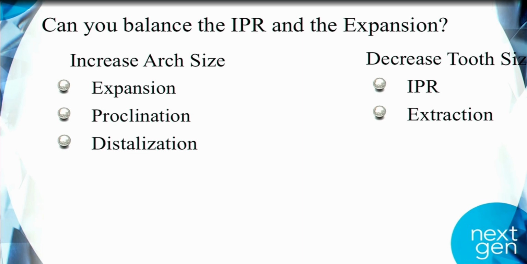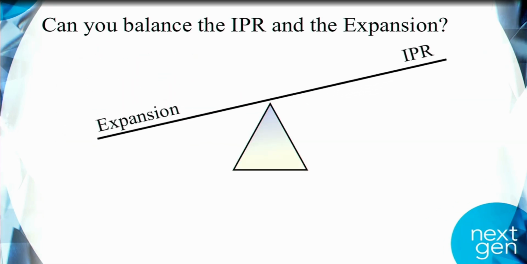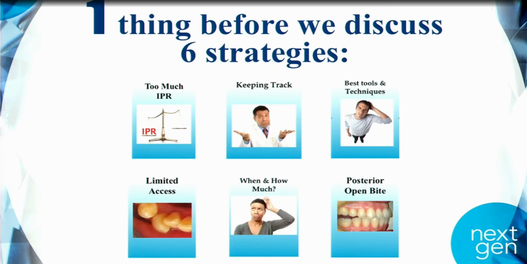So my goal is to say, can I balance those? Why would I want to take off one of those options and load all the responsibility on another one of those options? So I can take expansion and IPR, and I can try to balance those out so that I don't have too much of one or too much of the other. But I can't do that if I pull the plug entirely on IPR, because it has so many good uses. So one more thing before we discuss these 6 strategies.